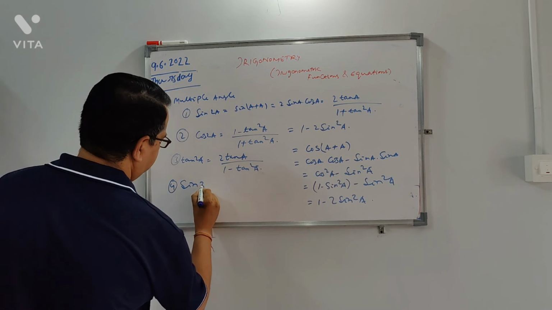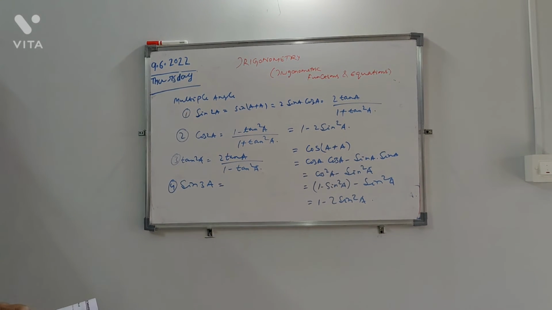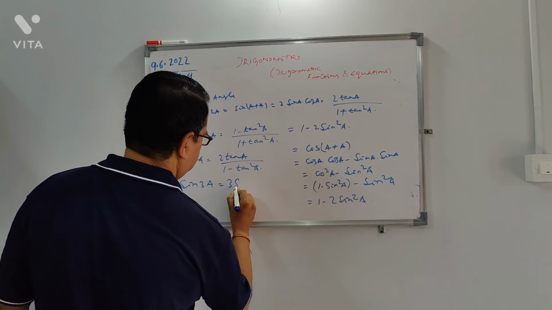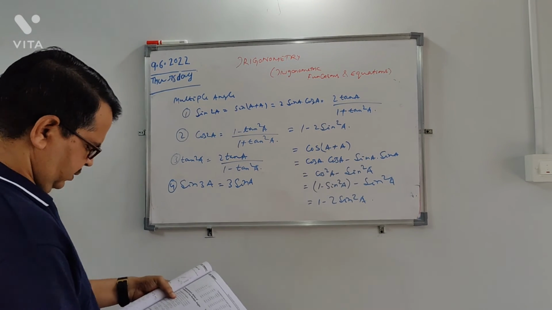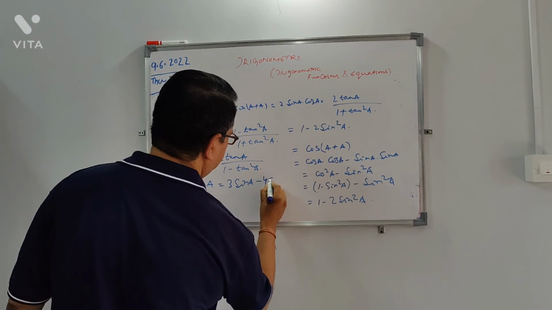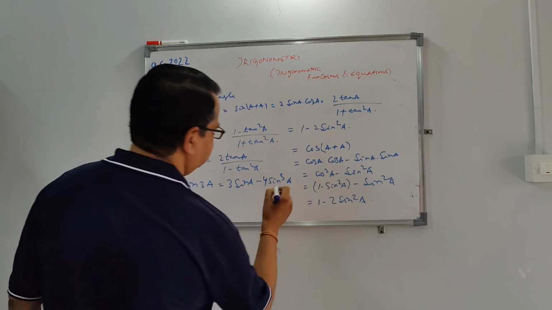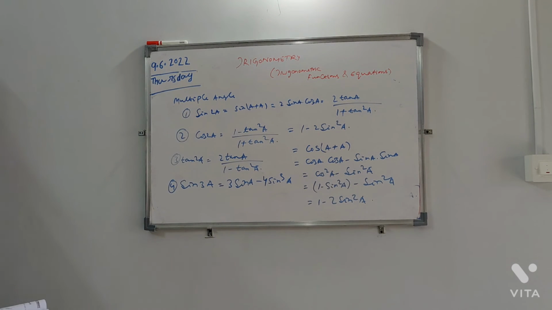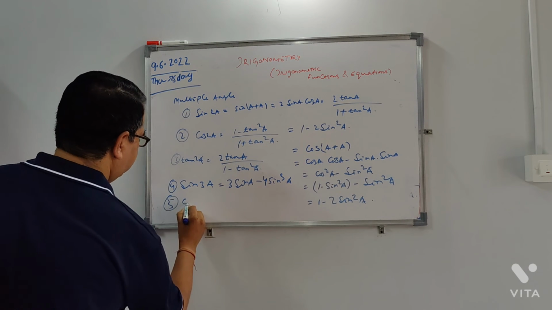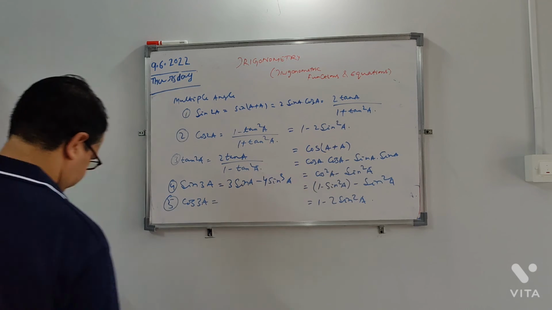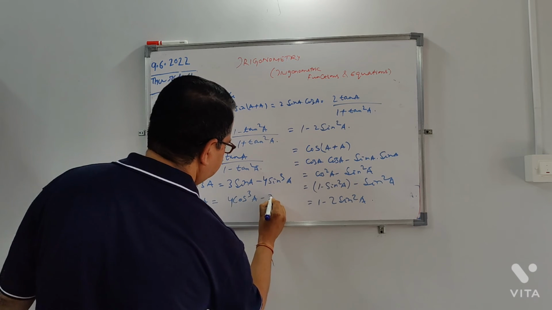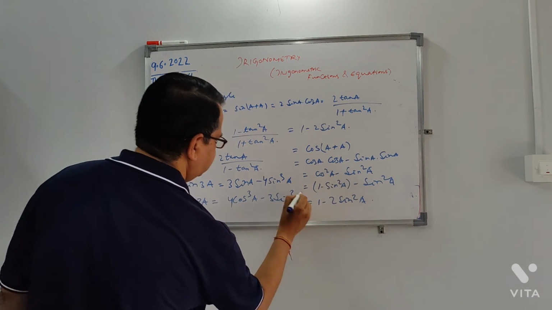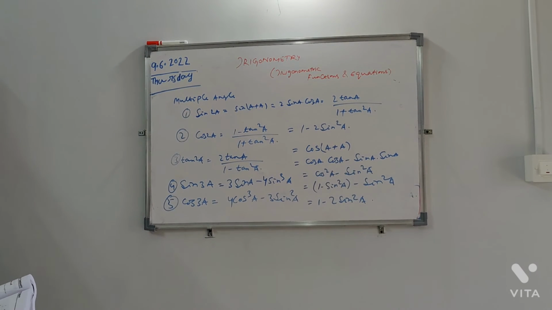Sin 3a is equal to 3 sin a minus 4 sin cube a. It's the same, by using those a plus b formulas we can derive it. You have to remember these things because there will be MCQ questions on this. Then cos 3a is equal to 4 cos cube a minus 3 cos a. Just see the similarity between these formulas.